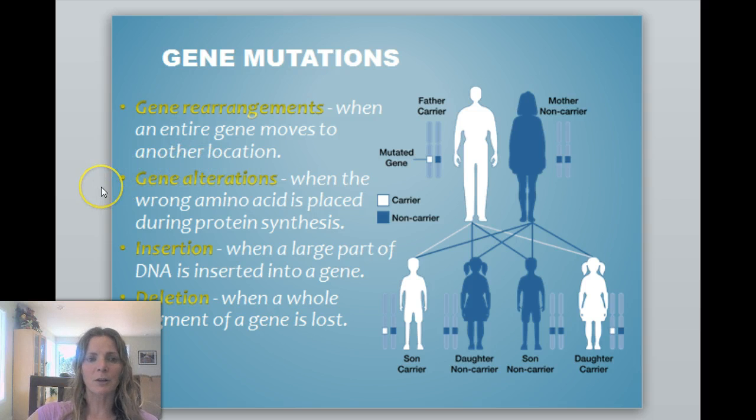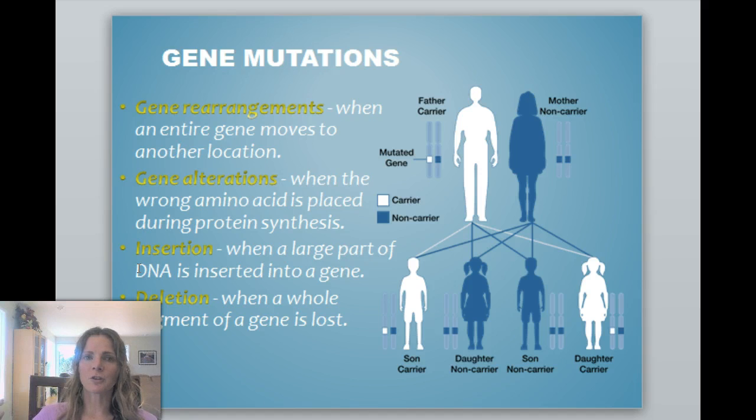You also have gene alterations. That's when the wrong amino acid is placed during protein synthesis. So what genes do is basically they call for certain proteins to be made, because pretty much everything in our bodies is made up of proteins, when you scale everything down. So if you have this gene alteration and the wrong amino acid is synthesized for this protein, then you can kind of screw up that entire protein, and therefore it will cause other effects in your body, okay?